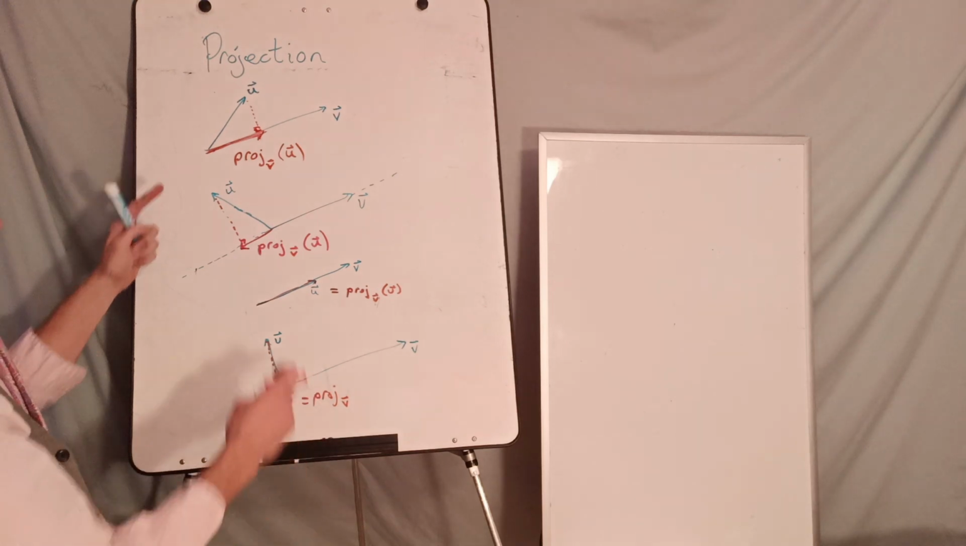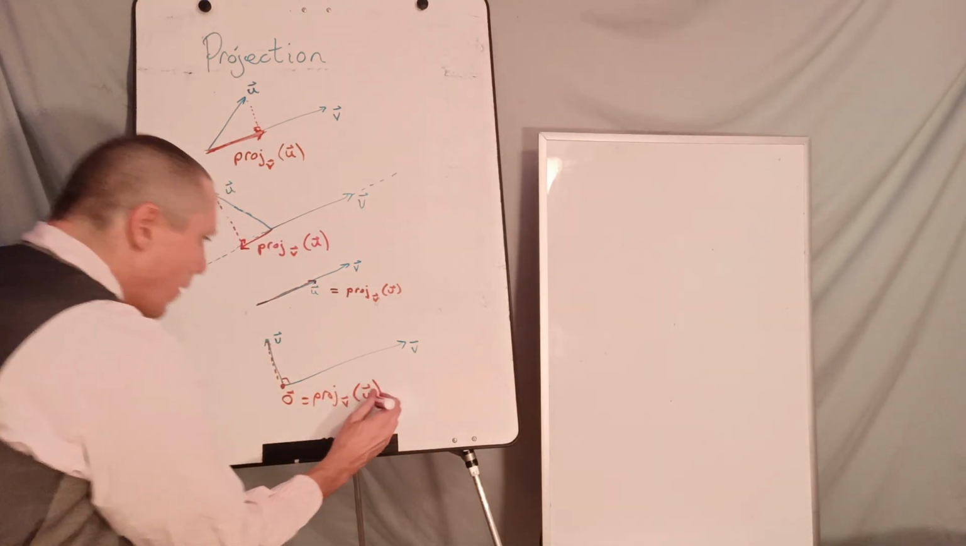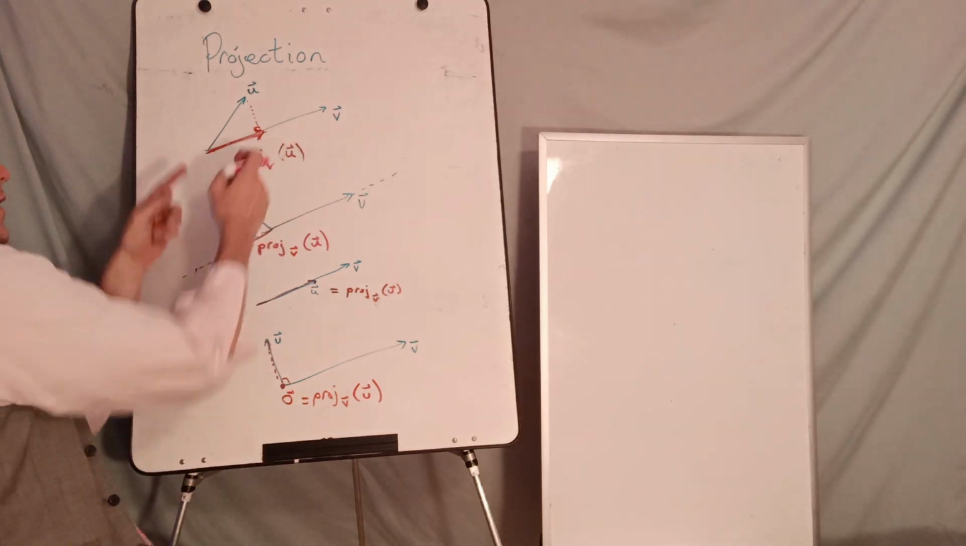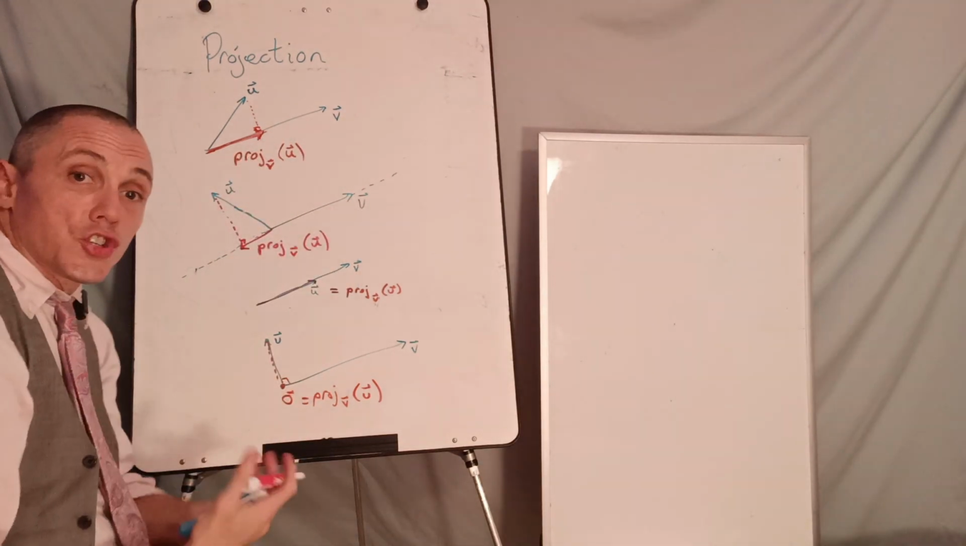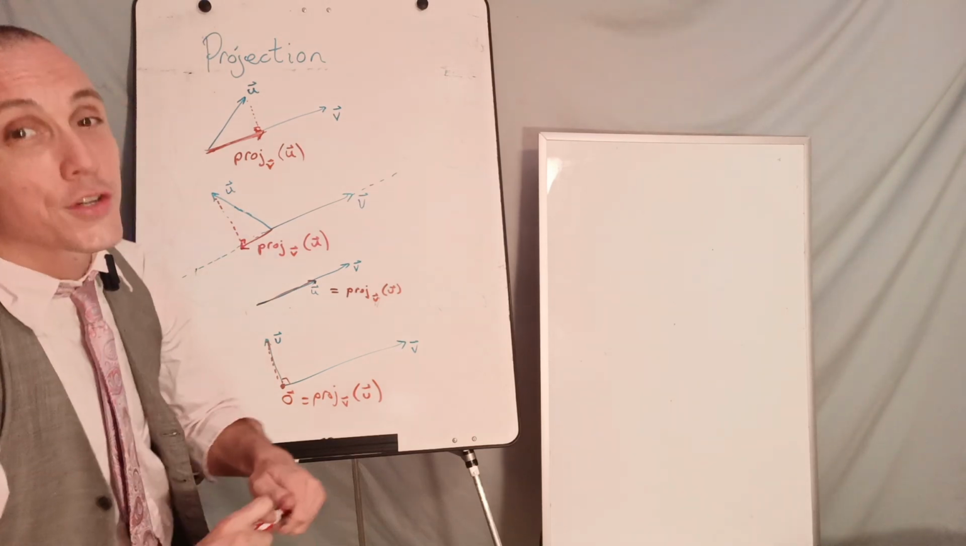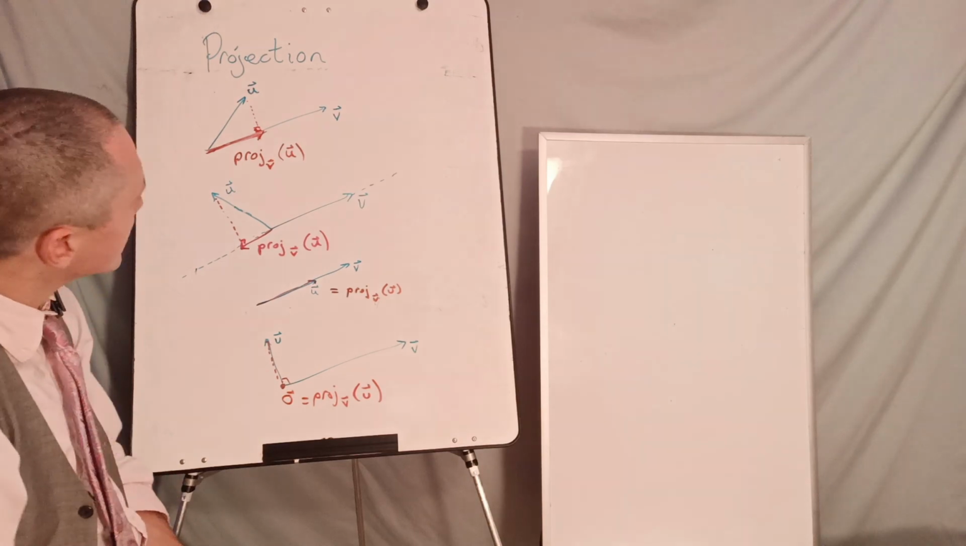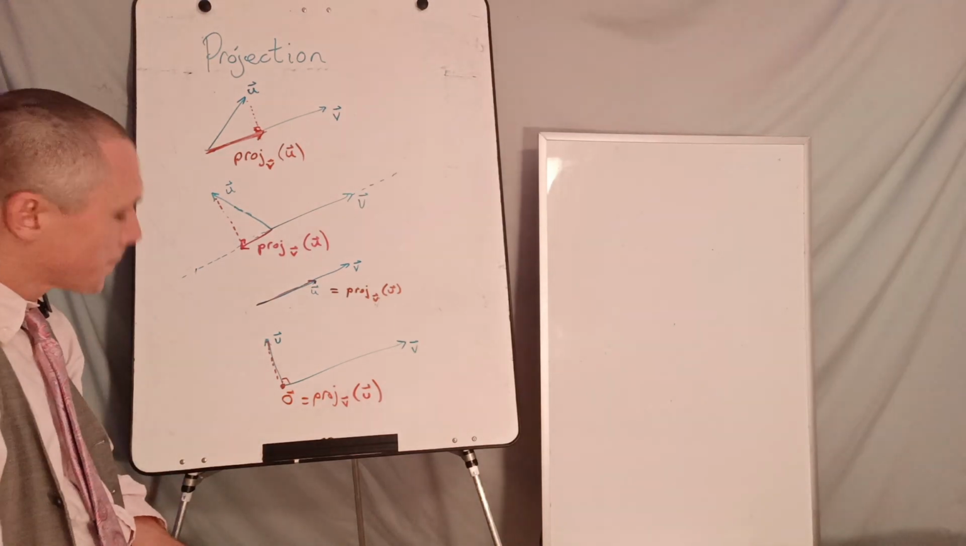But here we want some way of getting a new vector instead that is scaled appropriately and directed along v to show me how much u points in the direction of v, or what portion of u is pointing in the direction of v. Okay.